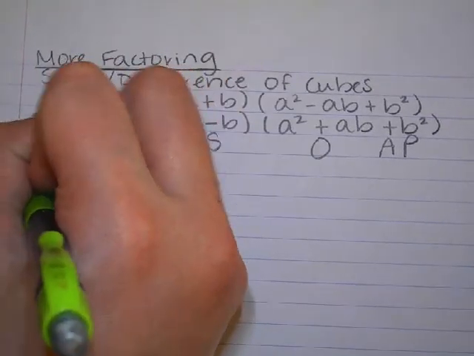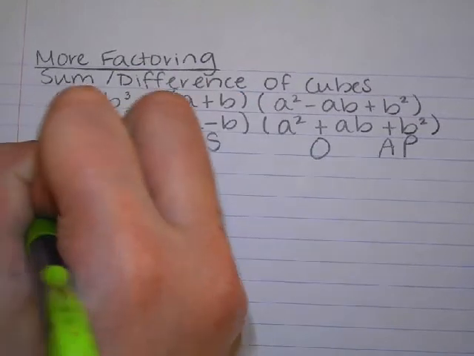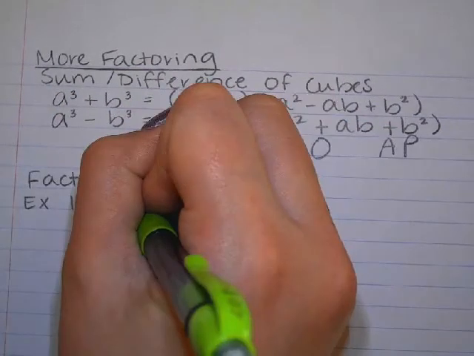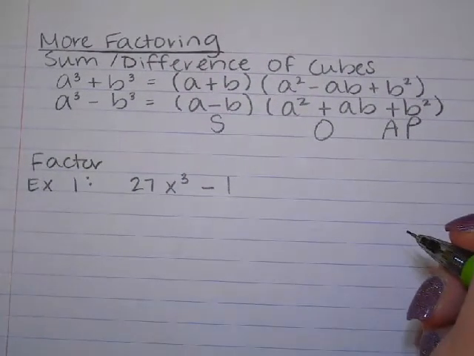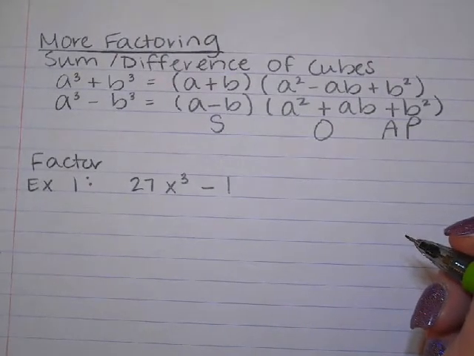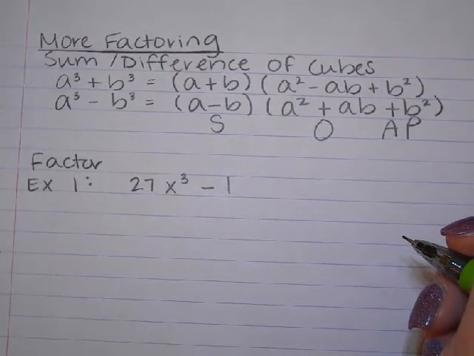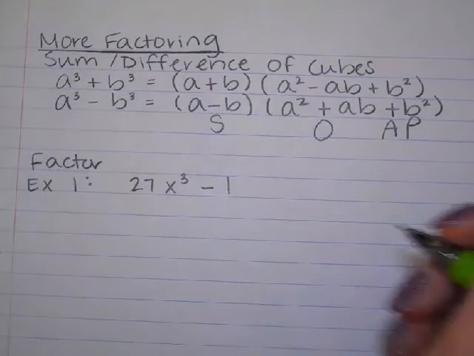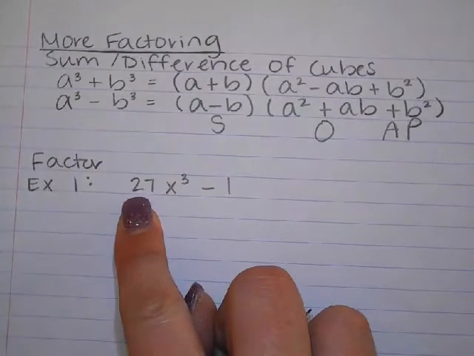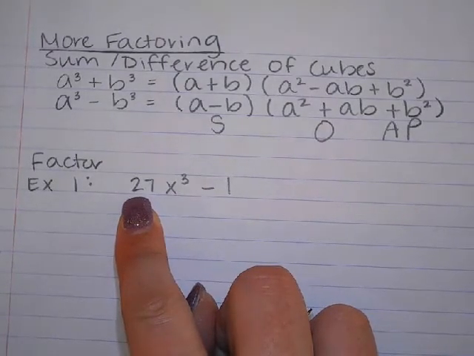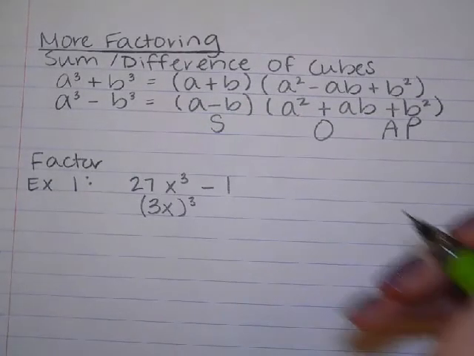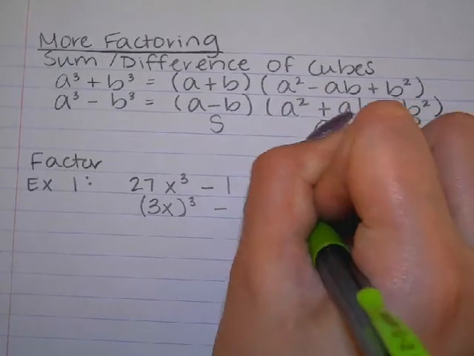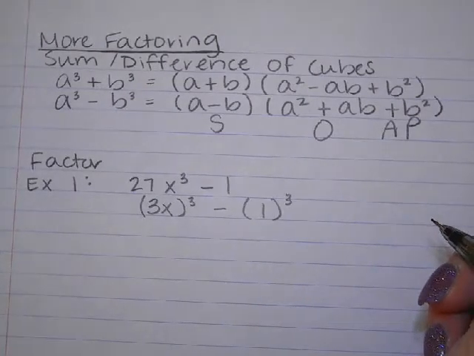So when we do problems like this, the instructions are just going to say factor. So here's our first example. 27x to the third minus 1. The first thing I'm going to do is rewrite the problem as something cubed minus something cubed. I can see that the x is cubed, but the 27 is just written as a 27 instead of as something cubed. So 27 is 3 cubed. So this is 3x cubed minus 1 cubed, because 1 cubed is 1.